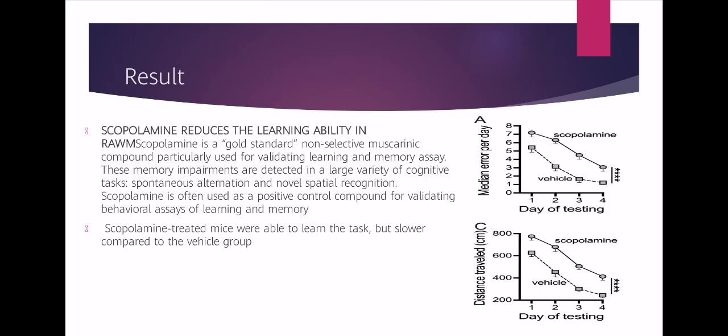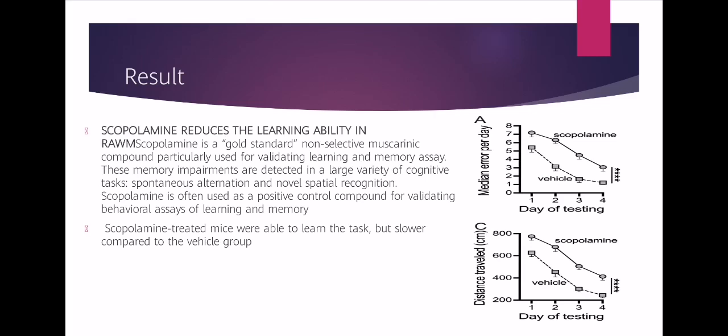Then we have another result, of scopolamine. Scopolamine reduces the learning ability in RAWM. Scopolamine is a gold standard non-selective muscarinic compound particularly used for validating learning and memory assays. These memory impairments are detected in a large variety of cognitive tests, spontaneous alternations, and novel spatial recognition. Scopolamine is often used as a positive control compound for validating behavioral assays of learning and memory.